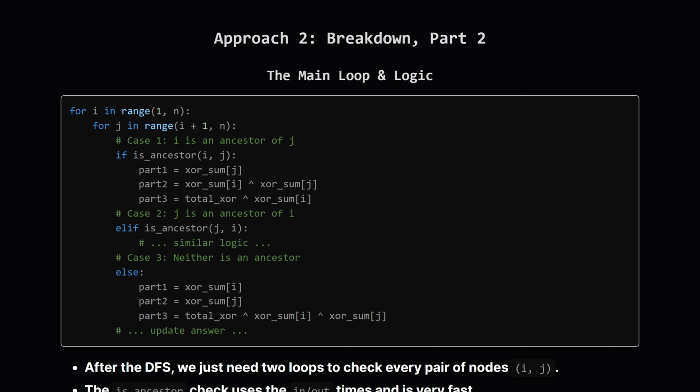After that one-time DFS, the rest of the work is straightforward. We use two nested loops to create every unique pair of nodes, i and j. For each pair, we use our fast is-ancestor helper function. There are three possibilities. If i is an ancestor of j, we use one set of formulas to find the three-component XORs. If j is an ancestor of i, we use another. And if they're in different branches, we use a third. In all cases, once we have the three values, we calculate the score and update our minimum.